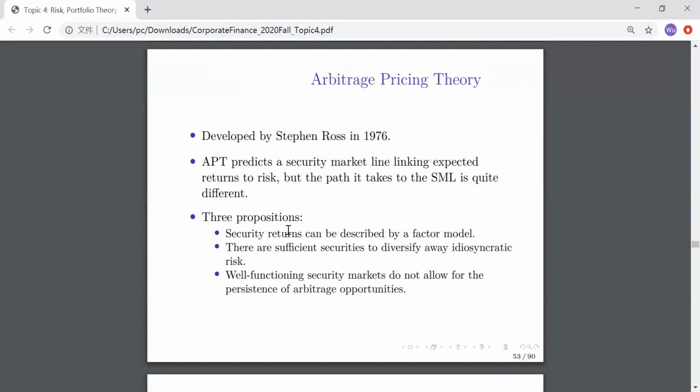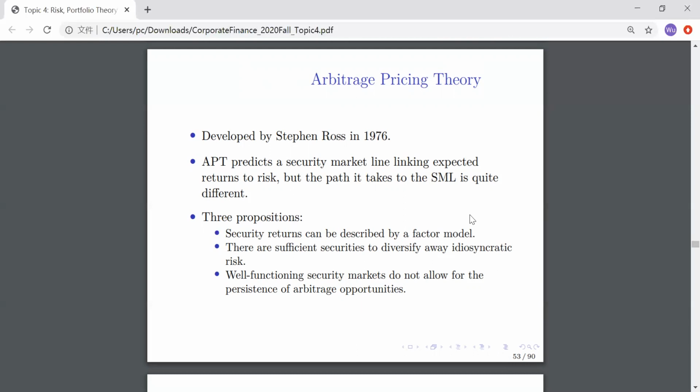And the proposition is that, first of all, security returns can be described by a factor model. Factor model means that there are multiple factors, right? For example, inflation, that's one factor. You can also have, let's say, interest rate as another factor, right? So it's not just the market return. It could be different macroeconomic factors, and you can even include an industry factor, right?